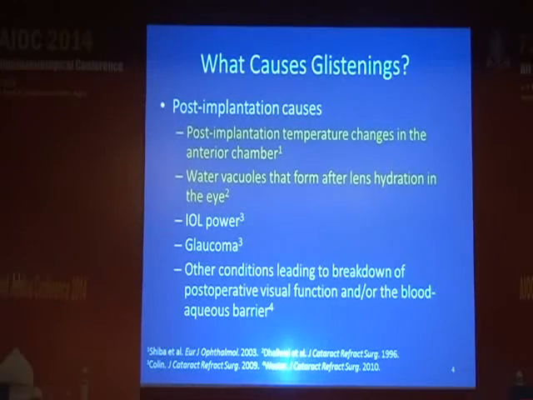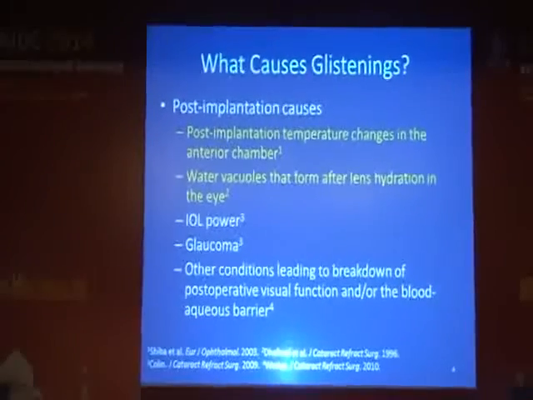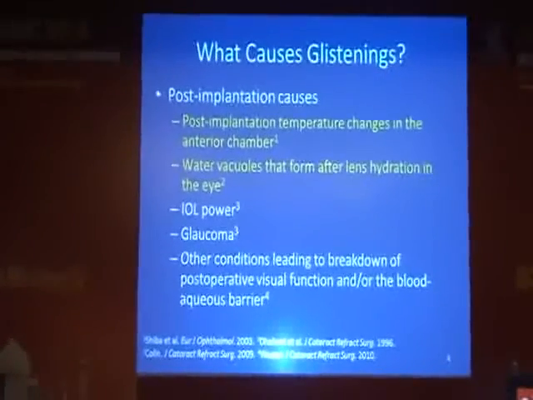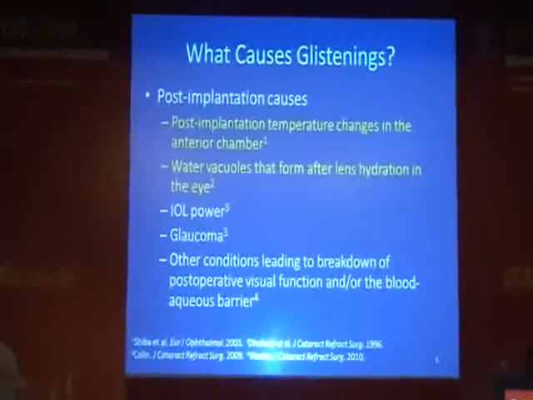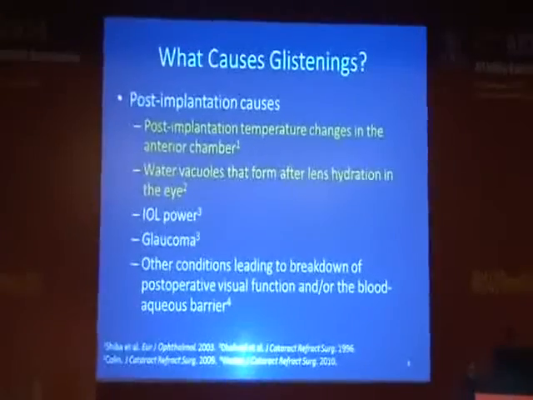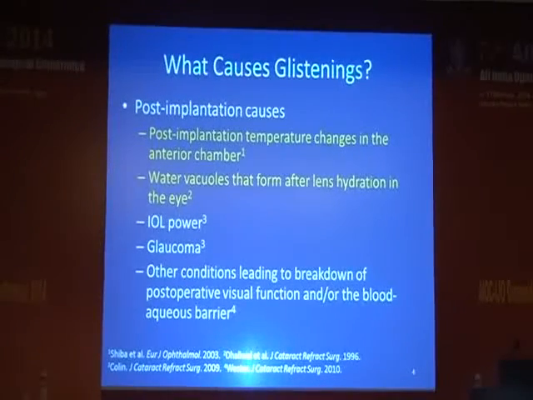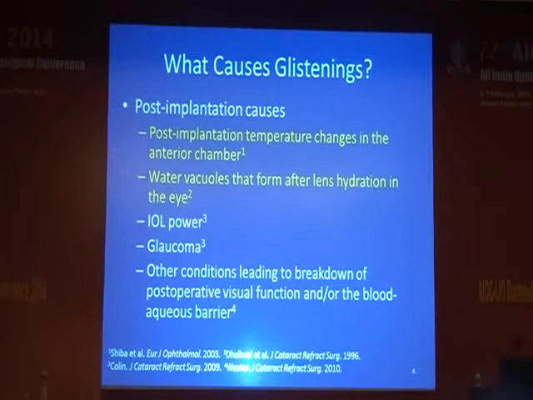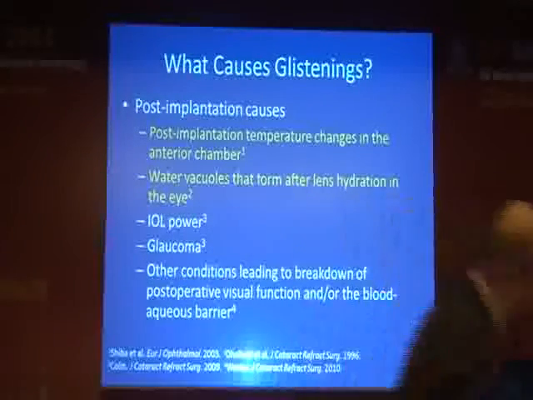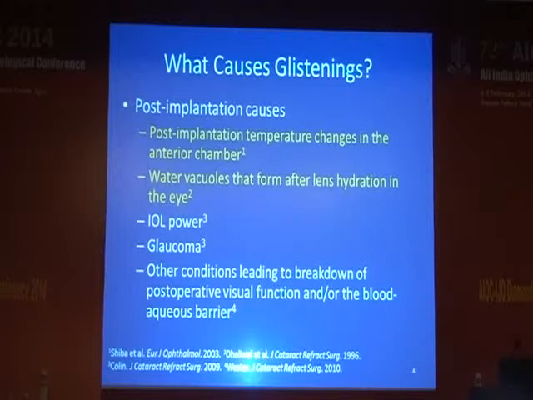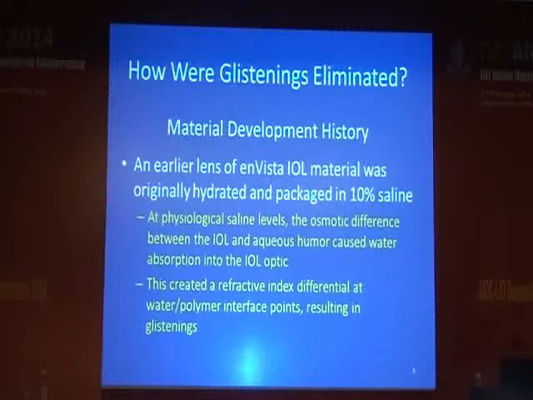The post-implantation causes are again the temperature changes which can happen in the anterior chamber, and the water vacuoles which form. Typically, patients like glaucomatous or diabetic patients, whom we operate in very large numbers, are the ones who are very prone to these glistenings. And in any patient where there is a breakdown of the blood aqueous barrier, there is always a chance of glistening formation.